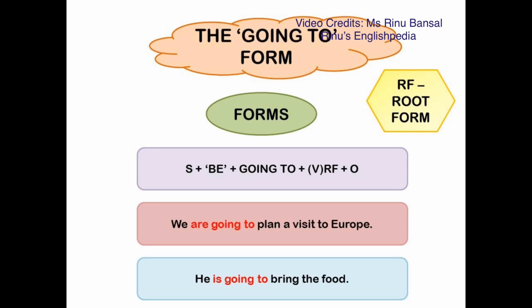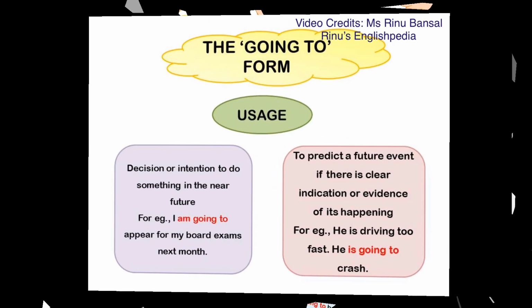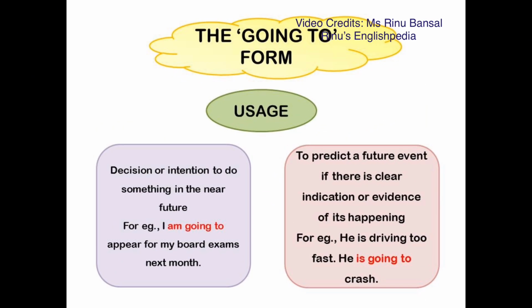Over here, the verb be changes into is according to the subject, that is he. The going to form is generally used when we have decided to do something in the near future or when we intend to do something in the near future.